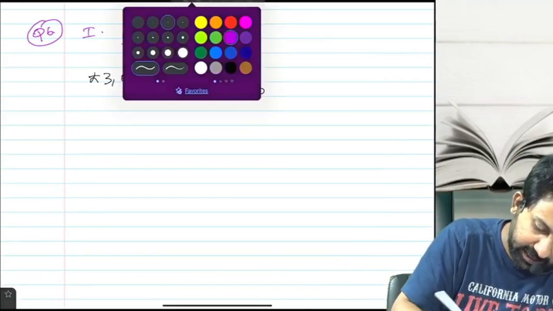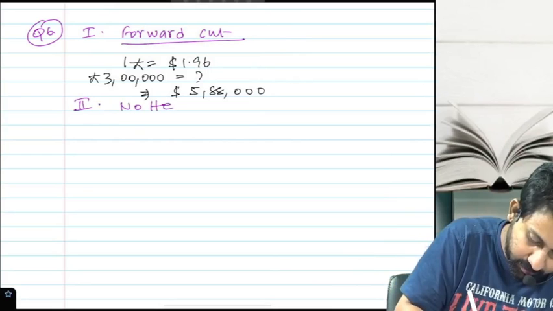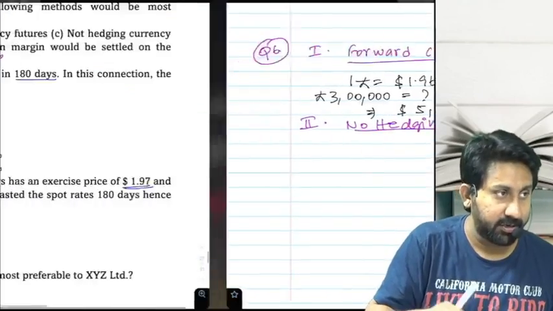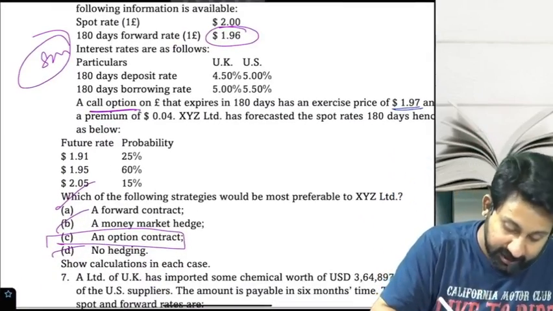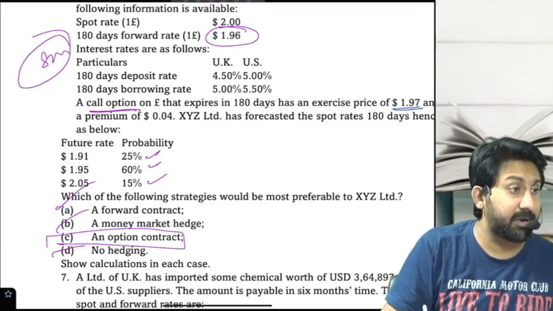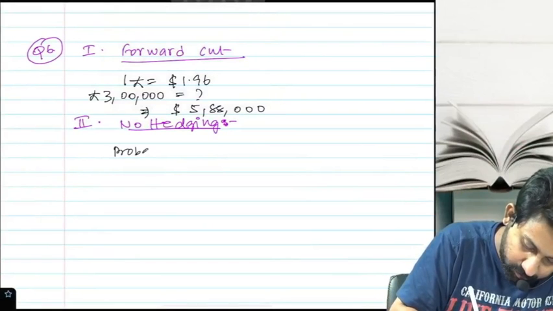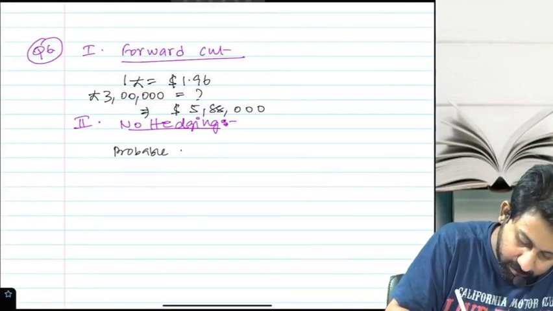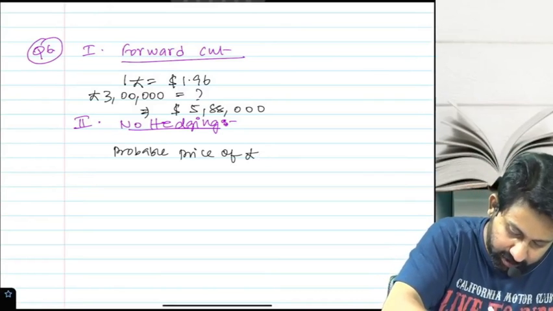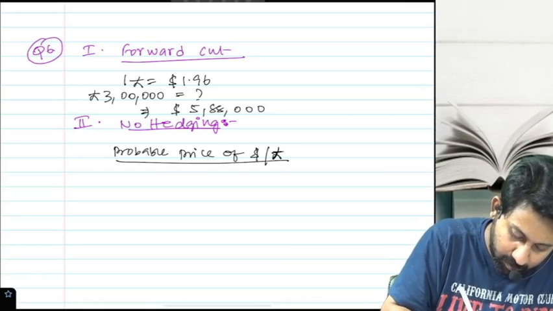Okay, over. Second, if I go by no hedging, three things can happen. Price can be 1.91, price can be 1.95, price can be 2.05. First, write down the probable price, dollar per pound.